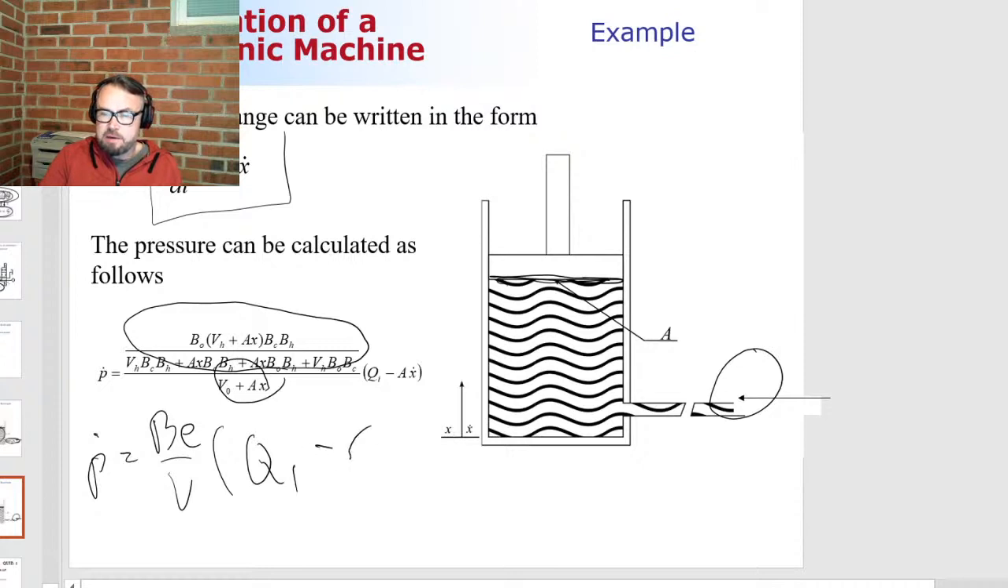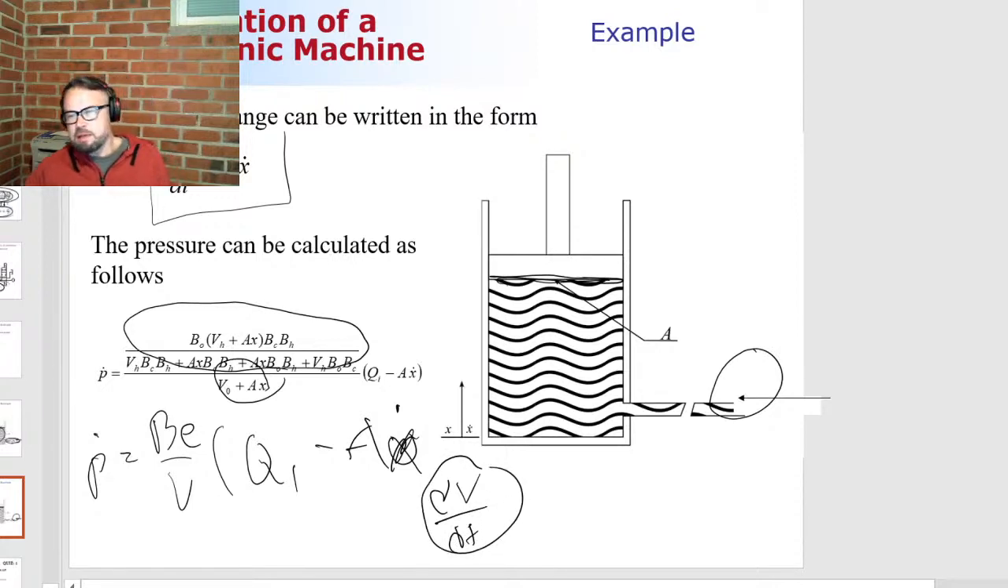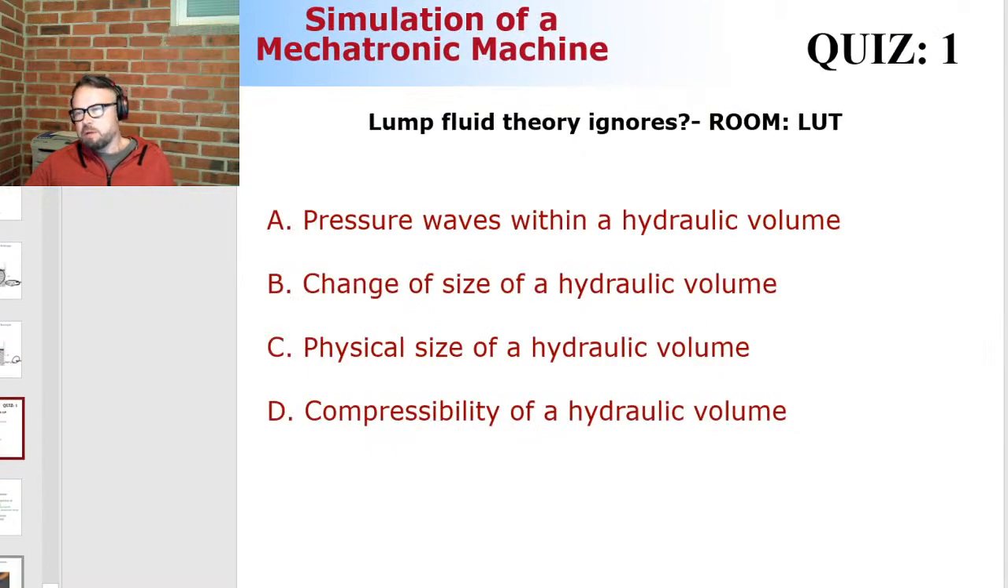And then I have here the final component that is associated to, hold on, the change of the volume. So this is mathematically this one. Okay. And with that, we're ready to move on to the first in-class quiz.